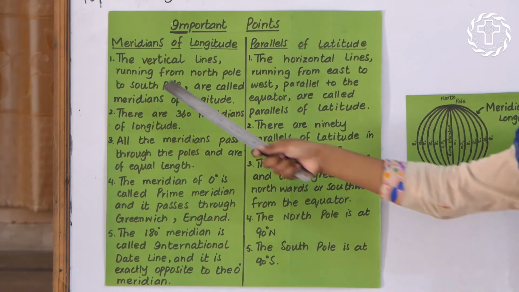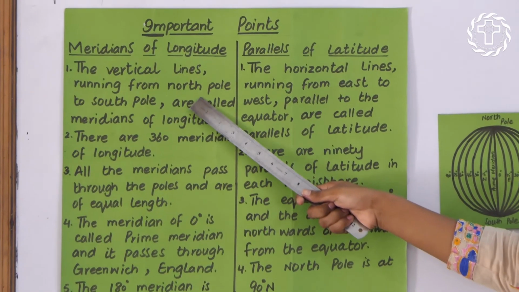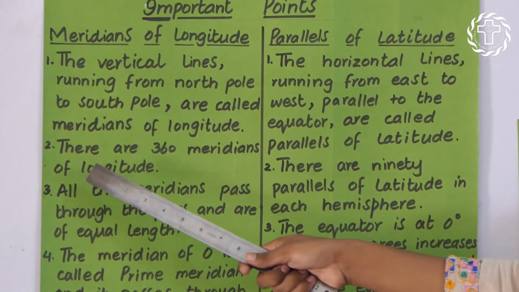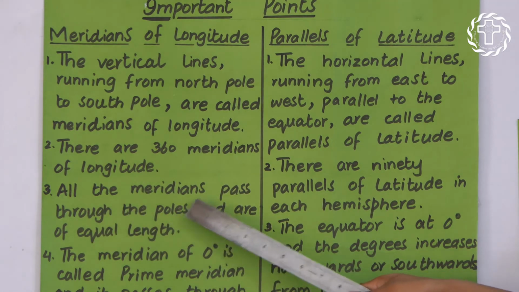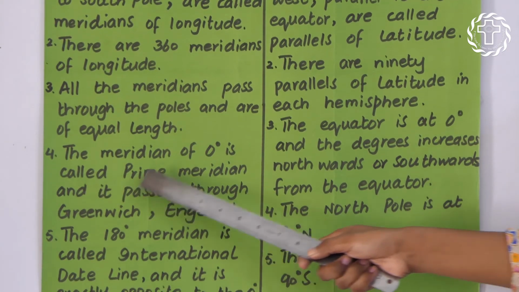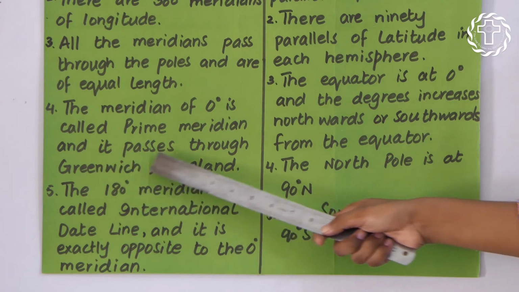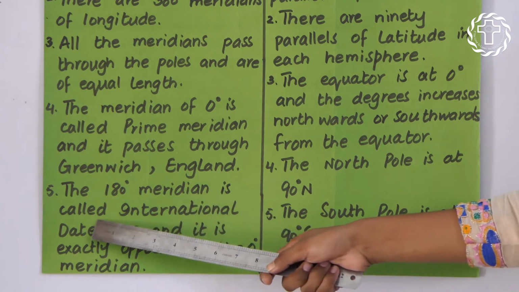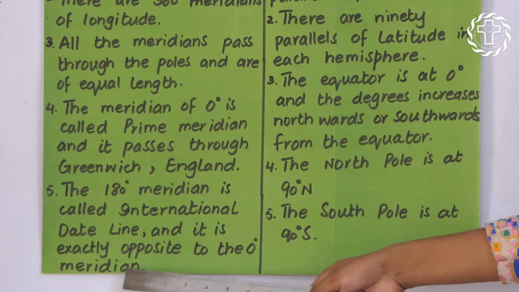Important points. Meridians of longitude. The vertical lines running from North Pole to South Pole are called meridians of longitude. There are 360 meridians of longitude. All the meridians pass through the poles and are of equal length. The meridian of 0 degree is called the prime meridian and it passes through Greenwich, England. The 180 meridian is called the International Dateline and it is exactly opposite to the 0 degree meridian.